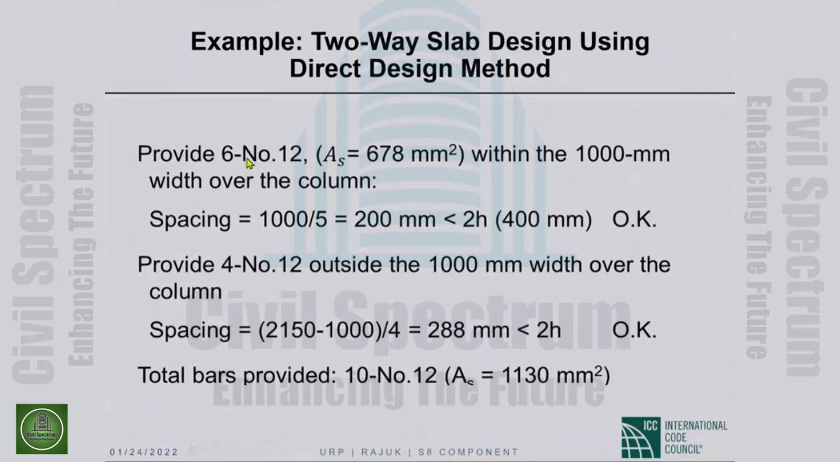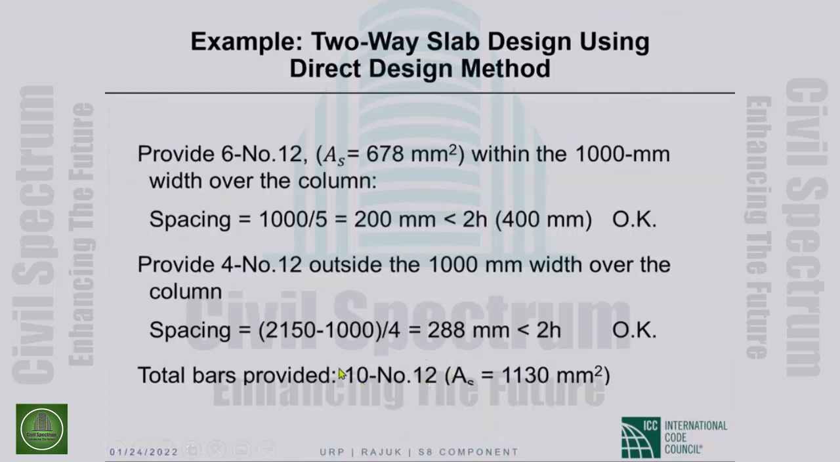So 5 number 12 bars didn't do. We had to provide 6 number 12 bars. That was a total area of 678 square millimeters within the 1000 millimeter width. Spacing of that is 200 millimeters, which is less than maximum. Outside of the 1000 millimeter width, we provided 4 number 12 bars and the spacing was fine.